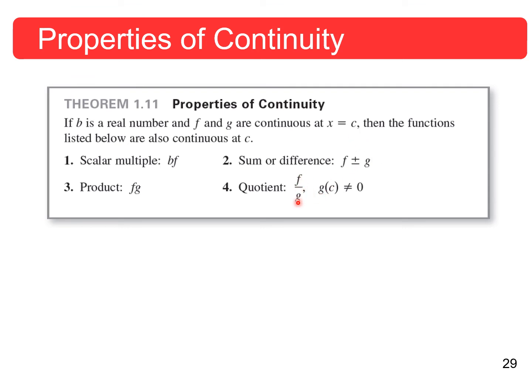And also the quotient. The quotient of two functions that are continuous at c is also continuous at c, provided that g of c is not 0 when x equals c.